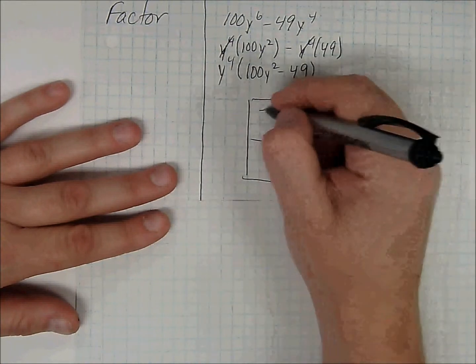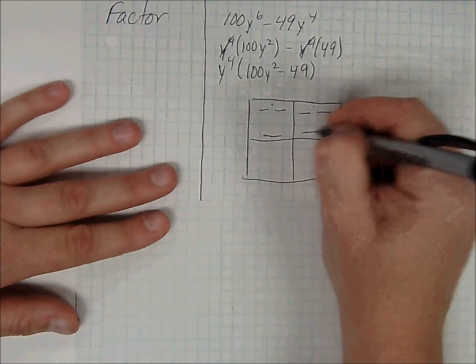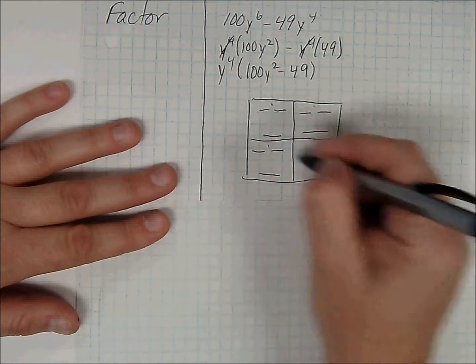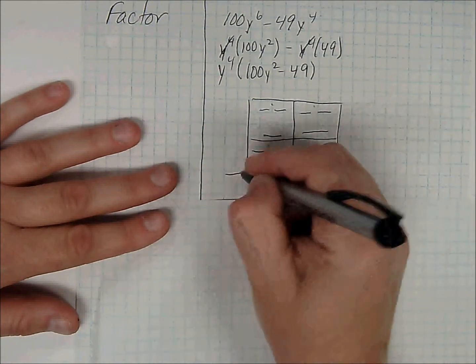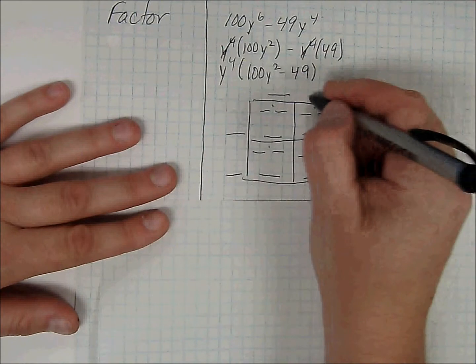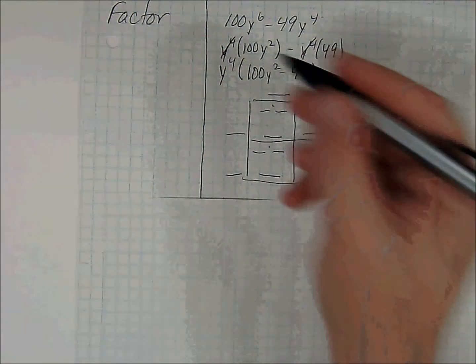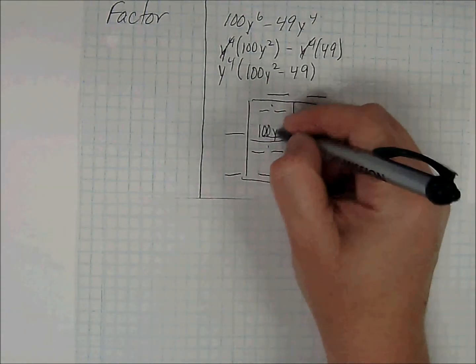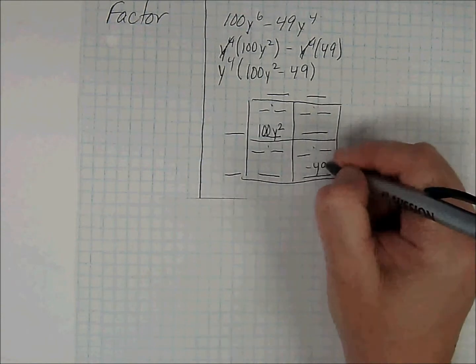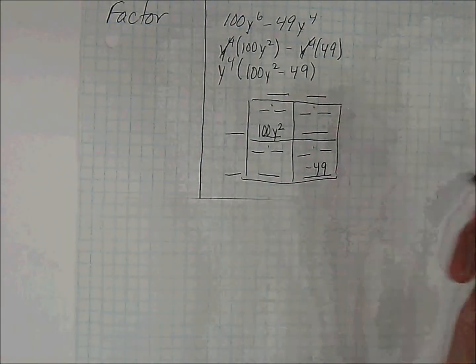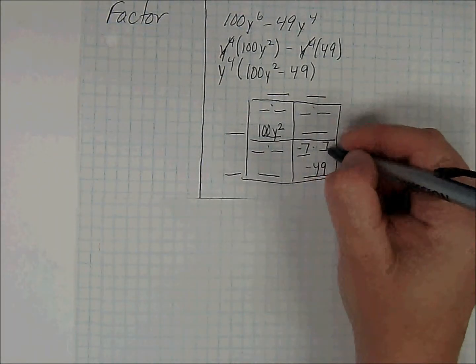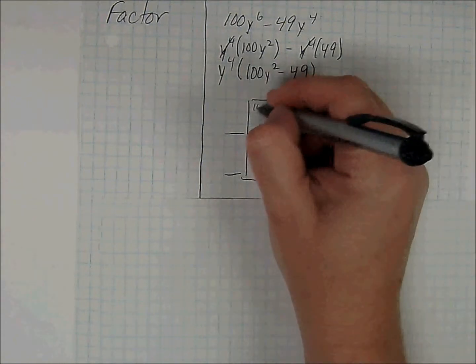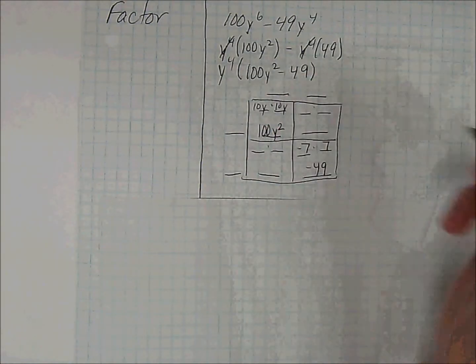Now, if you've caught how to do difference of 2 squares without making a box, you can stop making the box. If you haven't caught it and you want me to show you, just come up and ask. First box, 100y squared. Last box, negative 49. Well, you know what? I'm going to try 7 and negative 7. And here, 10y and 10y.